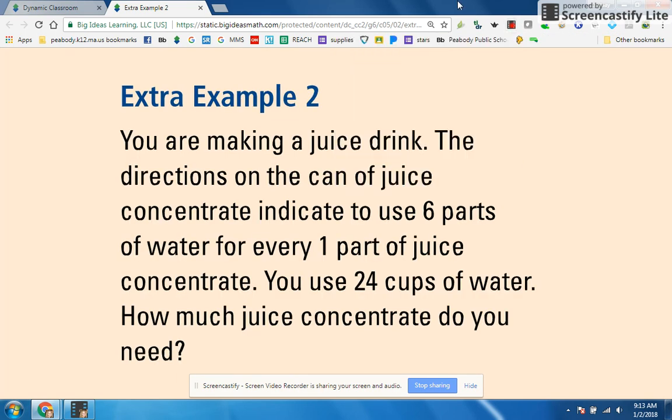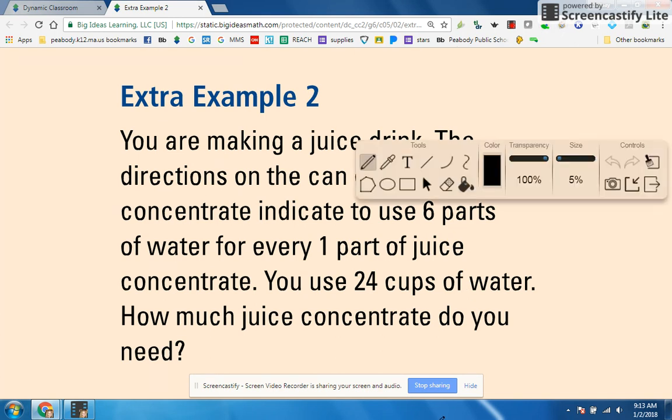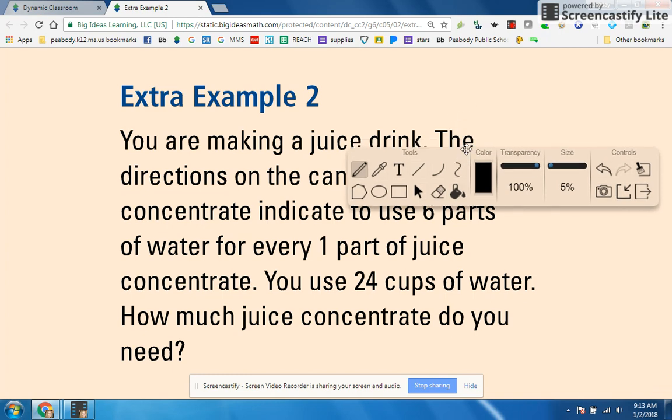So now we're going to try a real world problem, but we have to create our own ratio table because they don't have one for us. So let's take a look. Oops, let me see if I can move this out of the way. Okay, doesn't want to move.